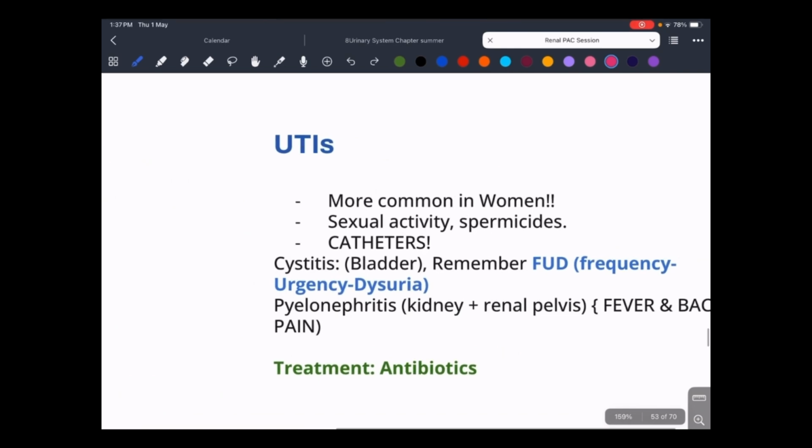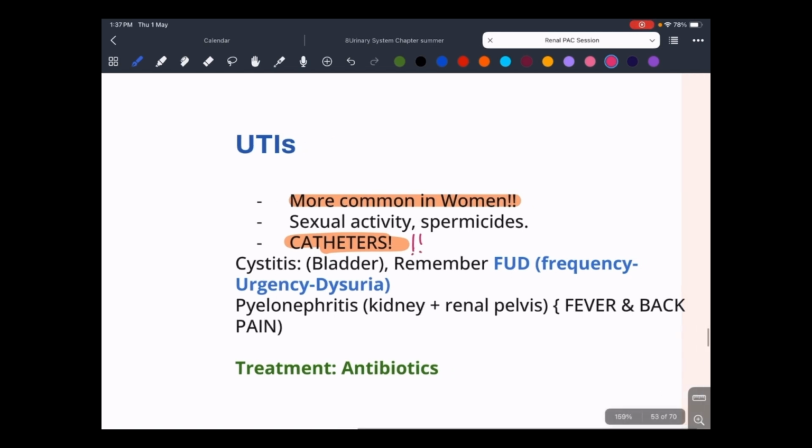And UTIs, very common in women. We just said this, okay? Very common in women. Some of the causes could be sexual activity, spermicides, and catheters is a very, very important cause of UTIs. Because remember, whenever you introduce something foreign to the body, you're bringing something foreign with it, and it can definitely cause infections, okay?